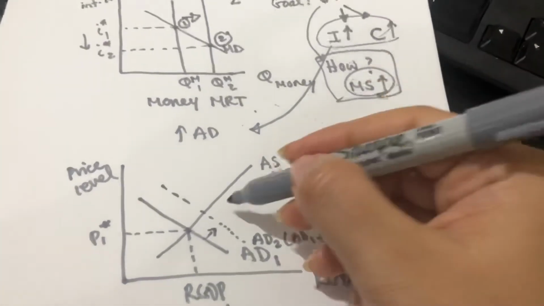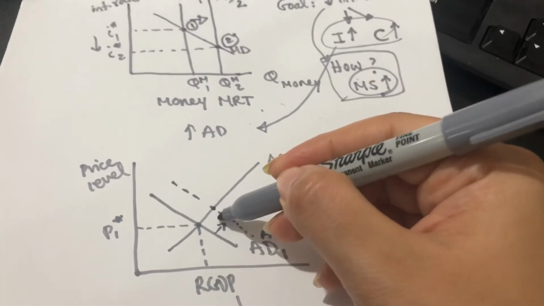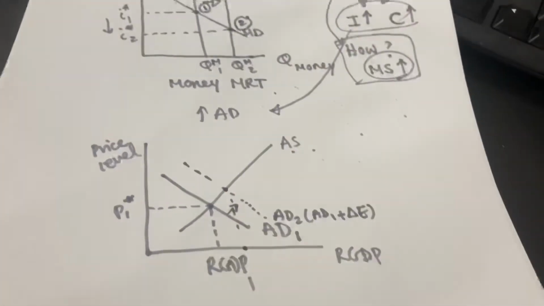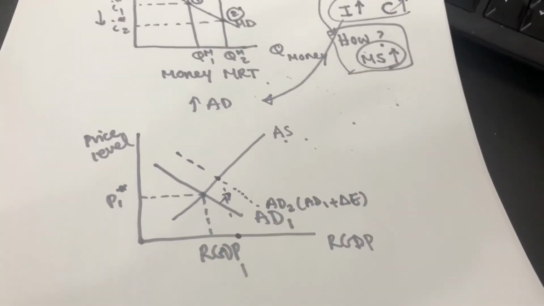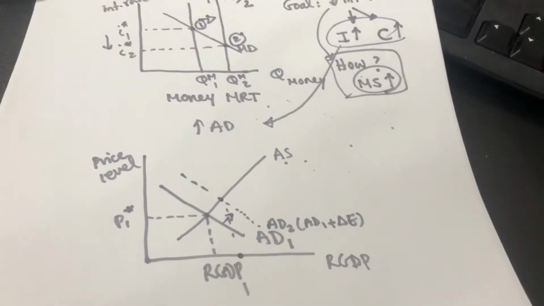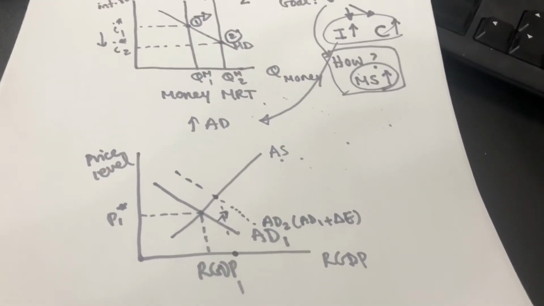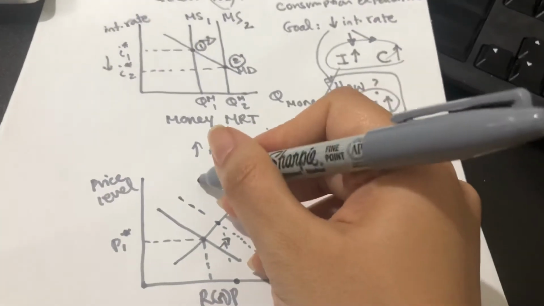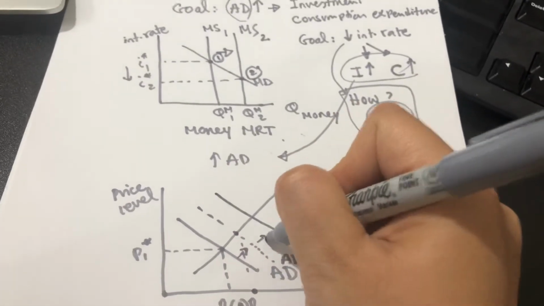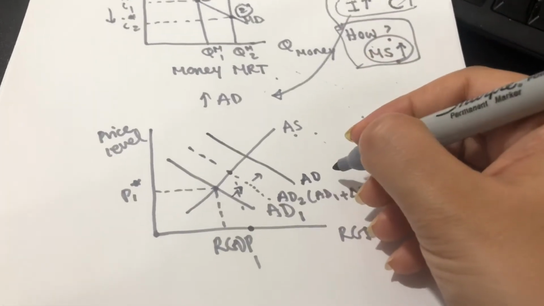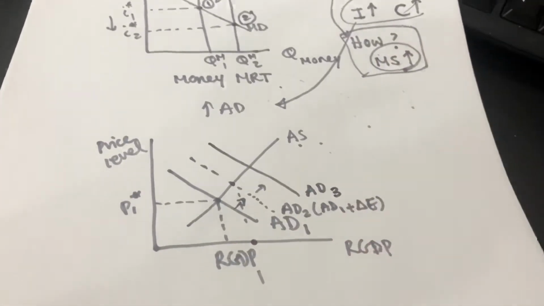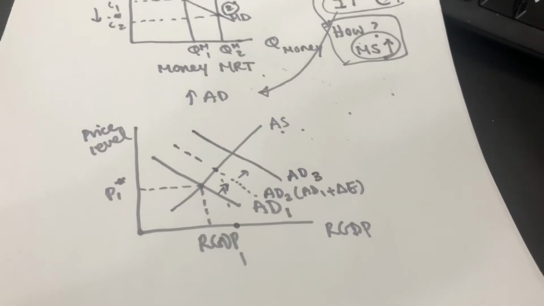And at the new equilibrium, we have more money for everybody to spend. So this is our new real GDP, more income. People are going to spend more. Again, they're going to invest more in the economy. So one more time, our aggregate demand will shift to the right. So this part is very, very similar to fiscal policy that we discussed. So this would be our new aggregate demand.